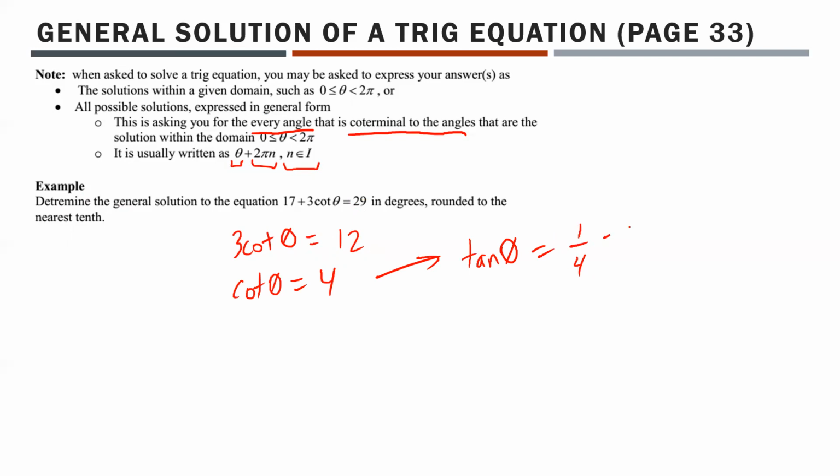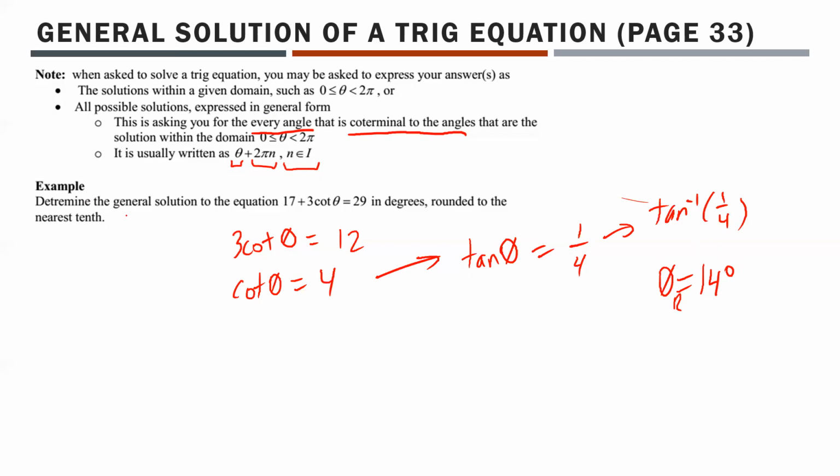We have to use inverse trig here, so use inverse tan of 1/4, and you're going to find that theta, rounded to the nearest tenth, just give me a second here, you know what, I think it actually comes right out to 14 degrees, okay? That's our reference angle, because again, we took the inverse tan of a positive number, which gives us a reference angle. Let's keep in mind what quadrant we're going to be in here.